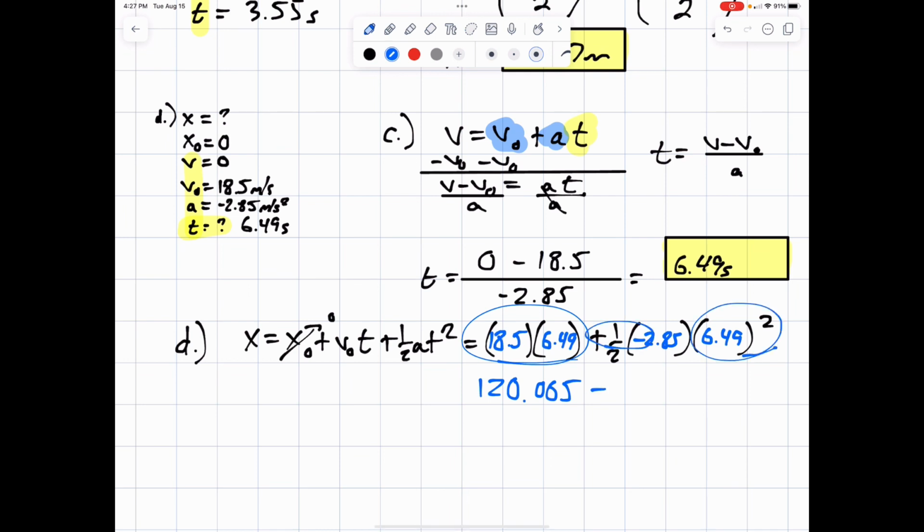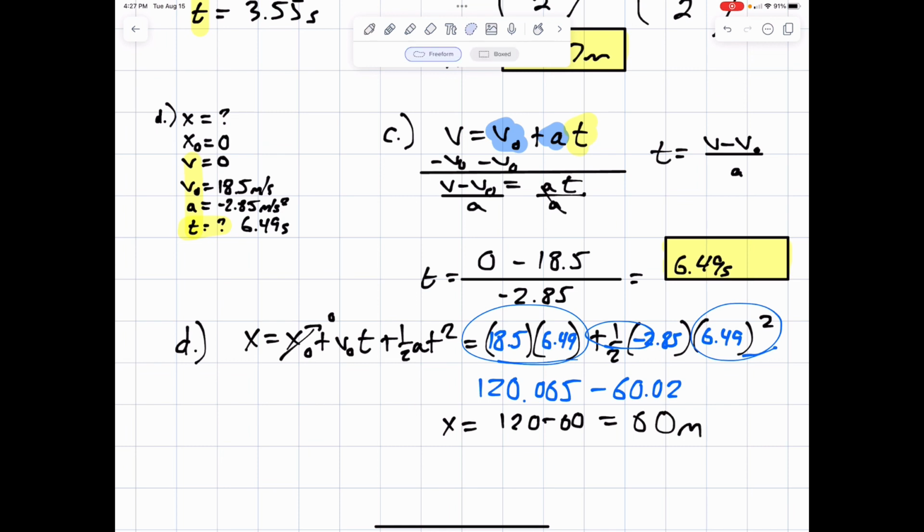So I'm going to start over here first, subtract that, so square it, 6.49 squared times 2.85, and then take half. And we're looking at about 60.02, and x would be the difference there. So 120 minus the 60 would, of course, be 60. So it's going to go 60 meters.